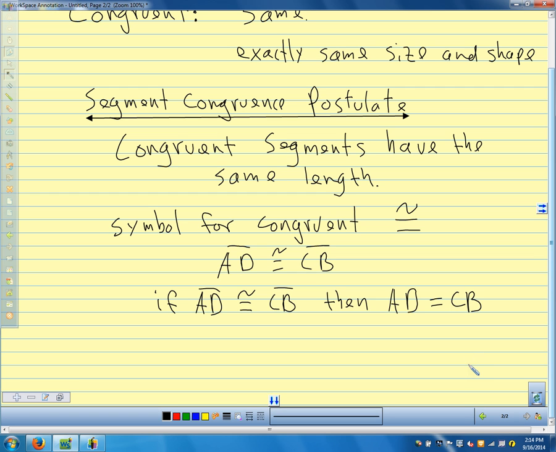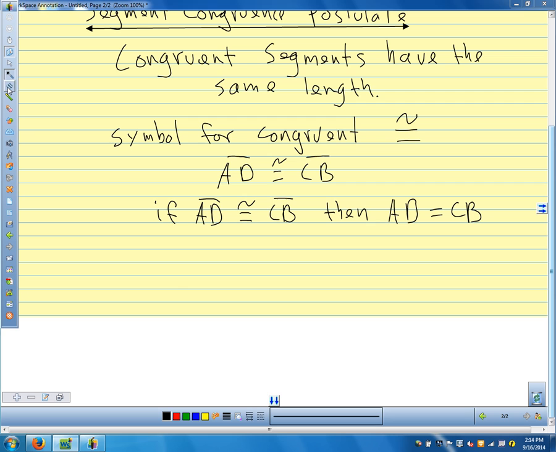That's what the segment congruence postulate tells us. And it works in both directions. If the lengths are equal, then the segments are congruent. If the segments are congruent, then the lengths are equal. So makes sense? That's why we accept it as true without proof. On figures, on pictures that we draw, we show that things are congruent with tick marks. So I'm going to draw a picture here, and we'll mark congruent segments on my picture.